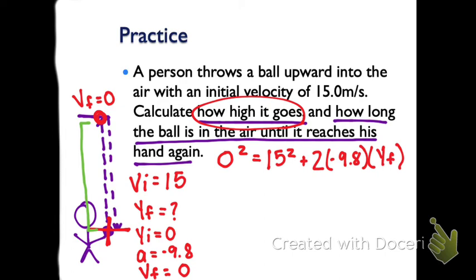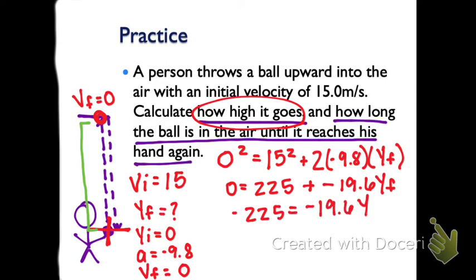All right, let's go ahead and solve our numbers then. So 15 squared. All right, what's my algebra from here? Can I combine these two terms? Are those like terms that I can combine? No, they're not, right? This one has a y final attached to it, and this one does not. So I have to subtract this to the other side. Negative 225 equals negative 19.6 y final.